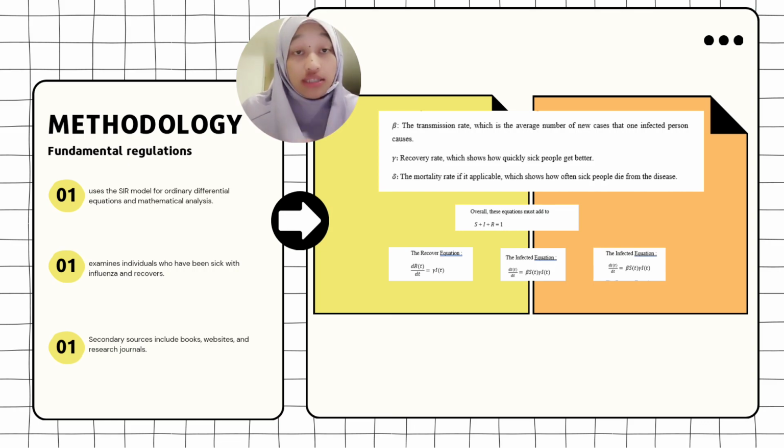The dS over dt stands for the rate of change in the number of people who are susceptible. The dI over dt is the rate of change in the number of infected people, based on how quickly susceptible people become ill and how quickly infected people become better. The dR over dt stands for the rate of change in the number of people who have recovered. A few factors that the SIR depends on are beta and gamma. Beta is the transmission rate, which is the average number of new cases that one infected person causes. Gamma is the recovery rate, which shows how quickly sick people get better.